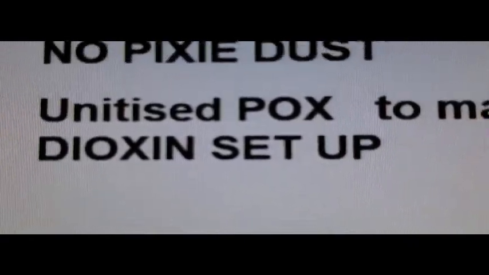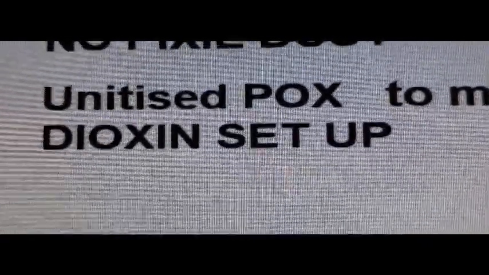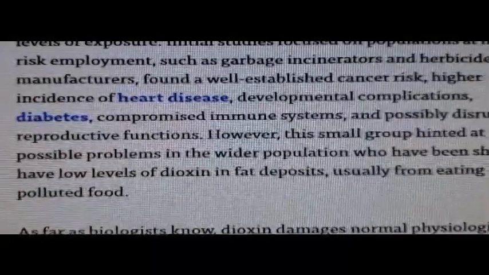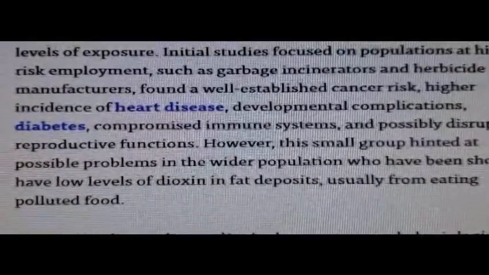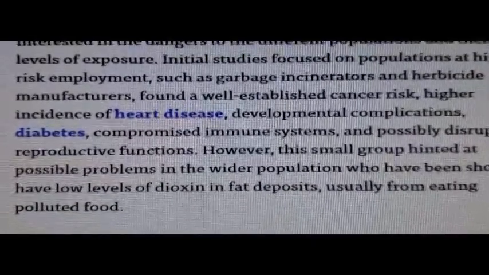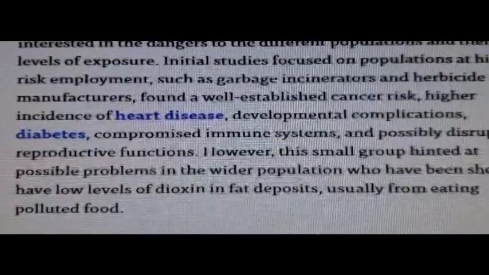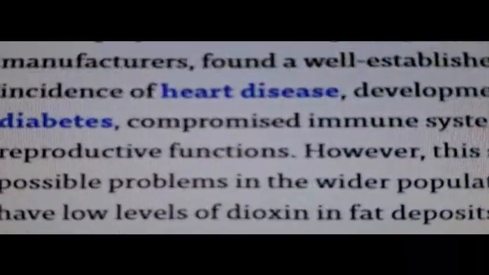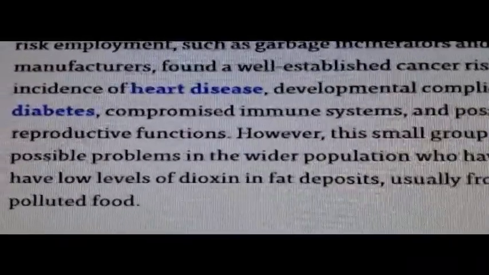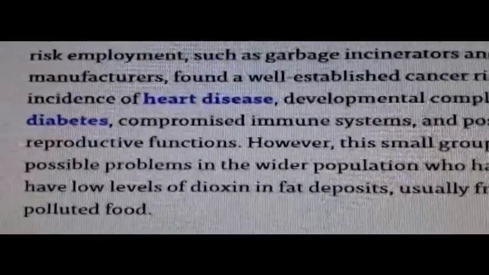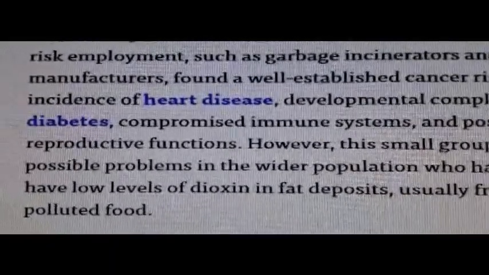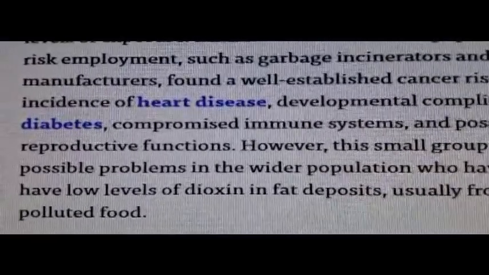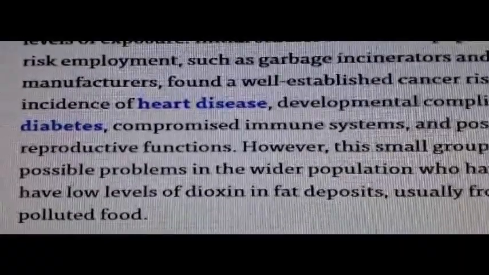And a dioxin setup. An example of a dioxin would be Agent Orange. So I looked real quickly more into dioxins, and it gives you things that look like heart disease, developmental complications, diabetes, compromised immune systems, disrupted reproductive functions. How convenient for them, huh? Little fetus and uterus people. Let's see. However, a small group hinted at possible problems in the wider population who have been shown to have low levels of dioxin in fat deposits, usually from eating polluted food.